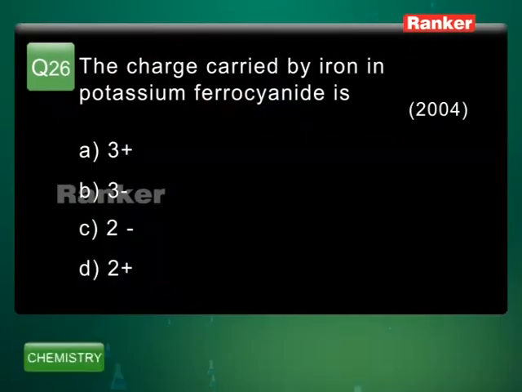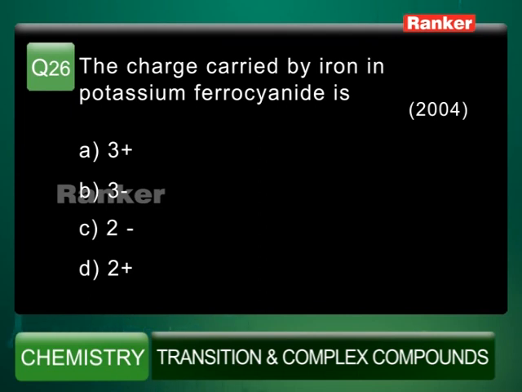What are the options? Check it. A is plus 3, no. B is minus 3. C is minus 2. D is plus 2. Plus 2 is the correct answer. So, answer D.